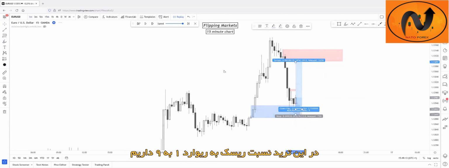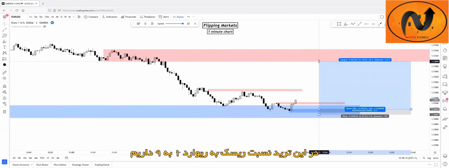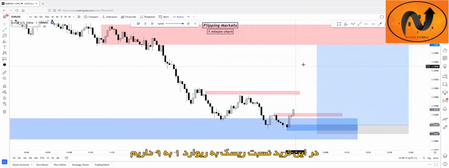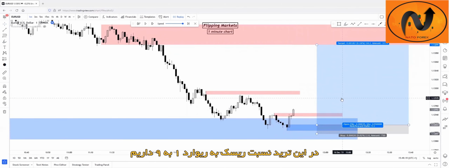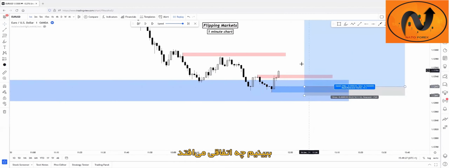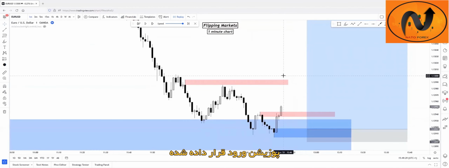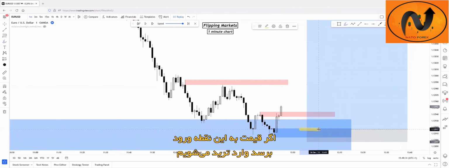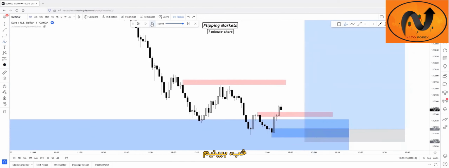Okay. For this trade, let me just adjust this. So for this trade, we have a 1-to-9 risk-reward ratio. We risk 1% of our capital, but we will gain 9% profit. Okay, so let's see what happens. The position is all set. If price reaches this entry point, we will be tagged in the trade. So let's see.